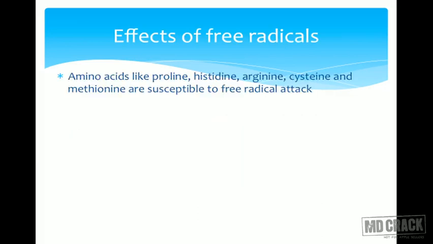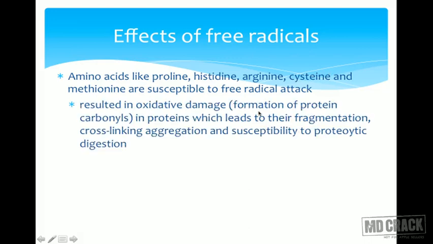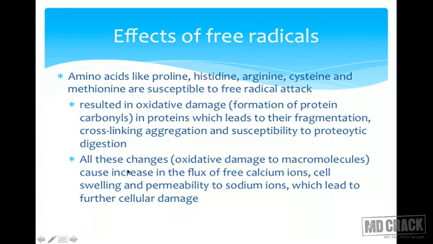Now we go ahead with further effects. What is the effect of free radicals or reactive oxygen species on amino acids of proteins? Proteins may contain proline, histidine, arginine, cysteine, methionine. These are the 3, 4 or 5 amino acids which are very susceptible to free radical attack. They result in oxidative damage. We call them protein carbonyls. When a protein carbonyl is formed, they are fragmented. They help in cross-linking, aggregation can take place, and they become susceptible to proteolytic digestion. All these changes, oxidative damage to the macromolecules, can cause an increase in the flux of free calcium ions.